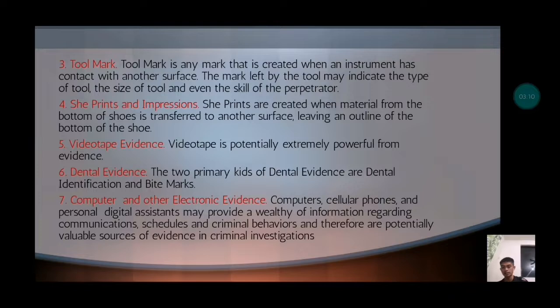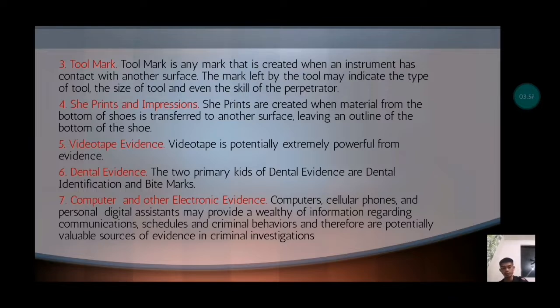So number six is dental evidence. The two primary kinds of dental evidence are dental identification and bite marks. In both instances, the fact that an individual has a unique set of teeth in terms of form, arrangement, dental work, and bite makes dental evidence a powerful form of criminal evidence. The physical characteristics of bite marks and dental identification consist of the distance between teeth, the shape of the mouth or bite, teeth alignment, teeth shape, missing teeth, and wear patterns of the teeth.